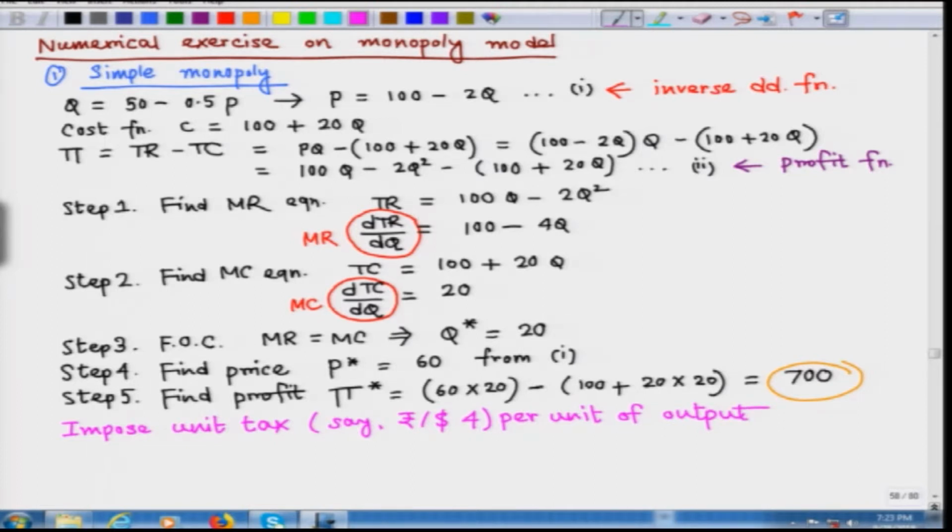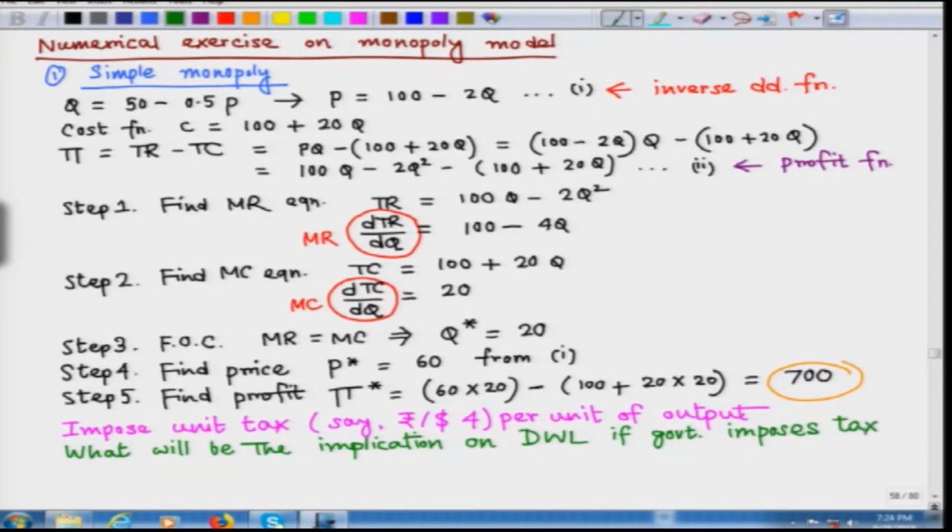And basically the interesting question that we are going to also address is the following: what will be the implication on deadweight loss if government imposes tax, any type of tax. We are going to study the implication of unit tax only.